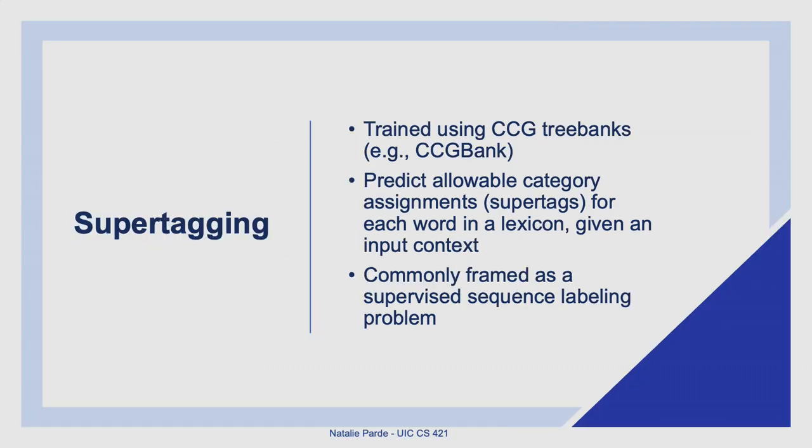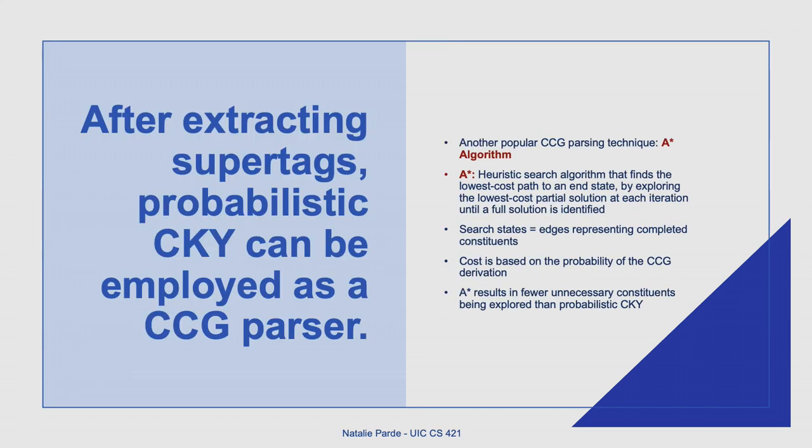Supertagging is generally framed as a supervised sequence labeling problem. A model is trained on a CCG tree bank, such as CCG bank, to predict the allowable category assignments or supertags for each word in a lexicon, given an input context. After extracting these supertags, the selected parsing algorithm can proceed more or less as usual.